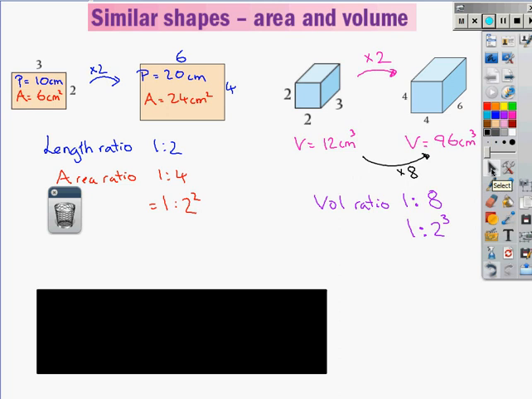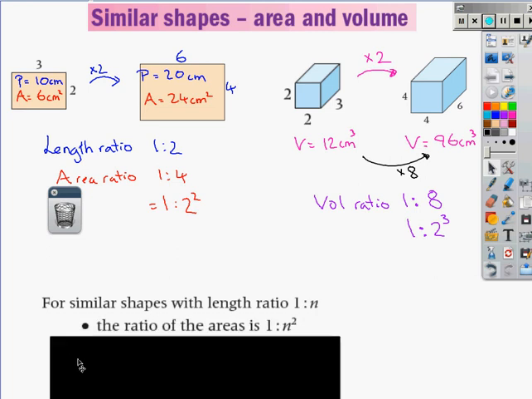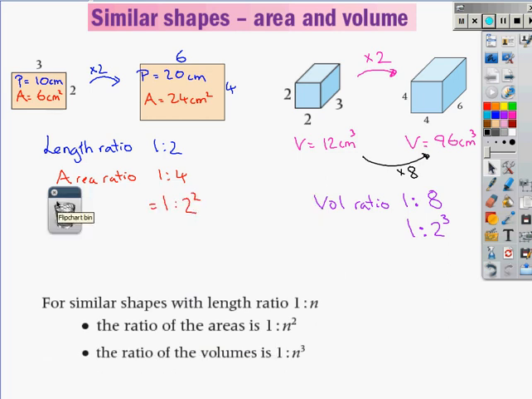So we can draw some conclusions then, and we can say that for similar shapes with length ratio 1 to n, the ratio of the areas is 1 to n squared. So if we were to triple the length, then the area ratio would increase by a scale factor of 9, and the ratio of the volumes is 1 to n cubed. So again, if we double the length, it becomes 8. If we were to triple the length, it would become 3 cubed, which is 27. So it really goes against our intuition.